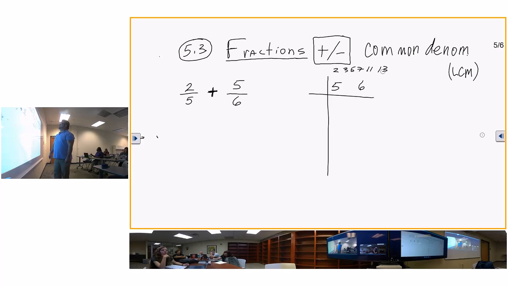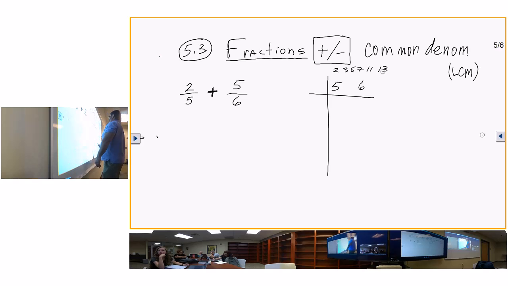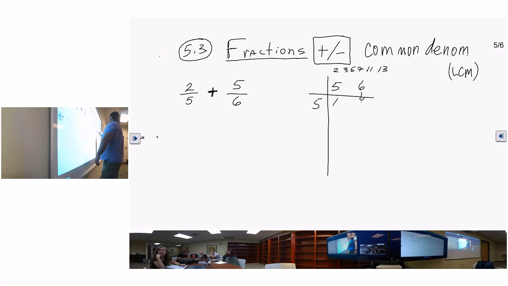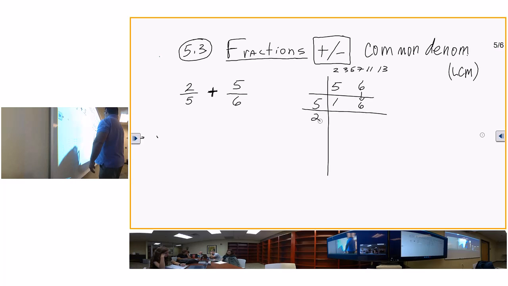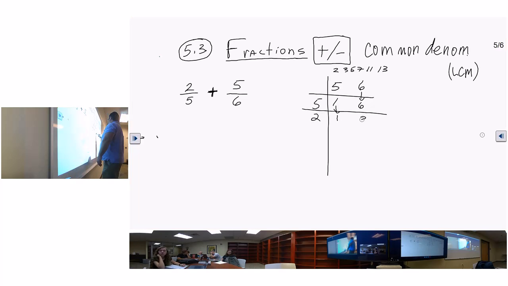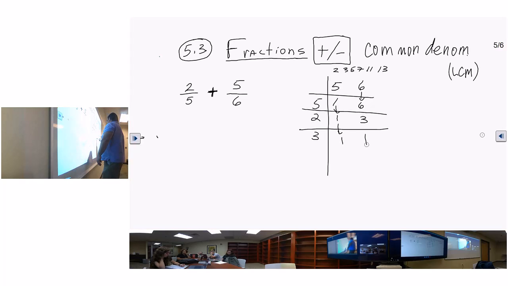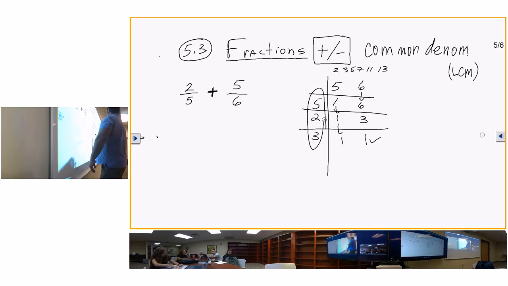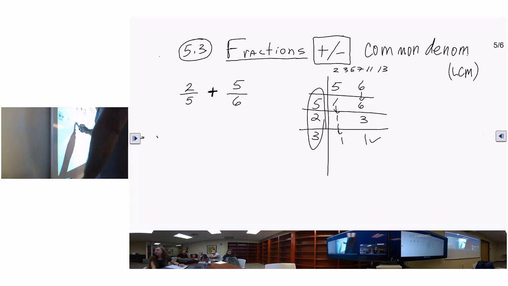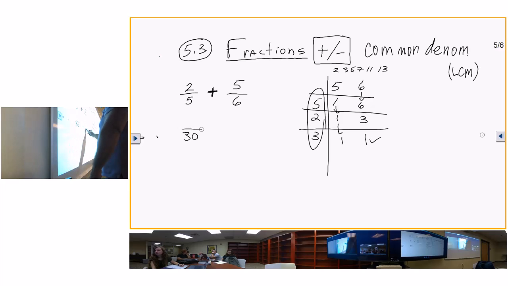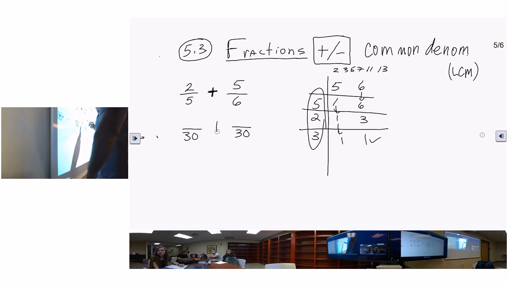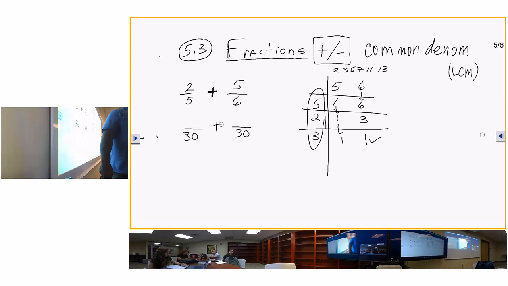So, what are we going to do? Well, we're going to divide by 5. And that will give us a 1, and that 6 comes down. Then divide by 2, that comes down as a 3. Divide by 3, that comes down, and 1, we're done. So what's 3 times 10? And 30 is your common what? Denominator.